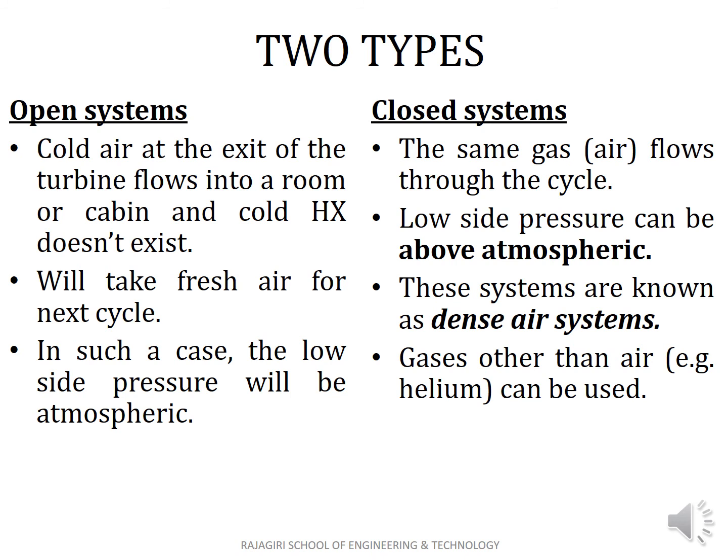There are basically two types of air refrigeration systems, open system and closed system. In an open system, there is no cold heat exchanger or low temperature heat exchanger. The cold air at the exit of the turbine after expansion flows into a room or cabin, and it freely moves out to the atmosphere. We will take fresh air for the next cycle.